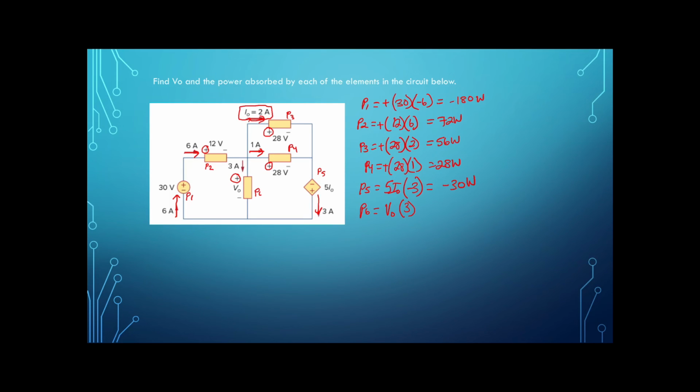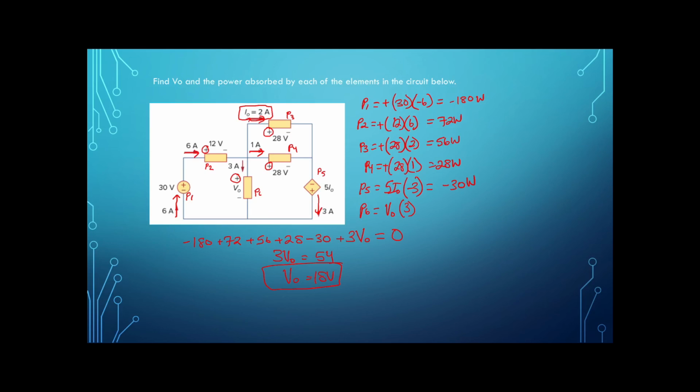Now, we have one unknown, and we can write one equation where the sum of the powers is equal to 0 in this circuit. So P1 is negative 180, P2 is 72, P3 is 56, P4 is 28, P5 is minus 30, and P6 is 3 V0. All of these must add together to give you 0. So when solving for this, you get 3 V0 is equal to 54, where V0 is equal to 18 volts.